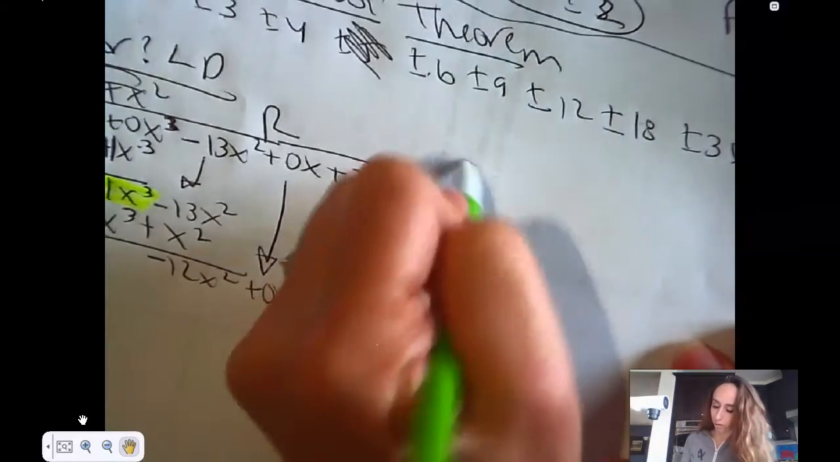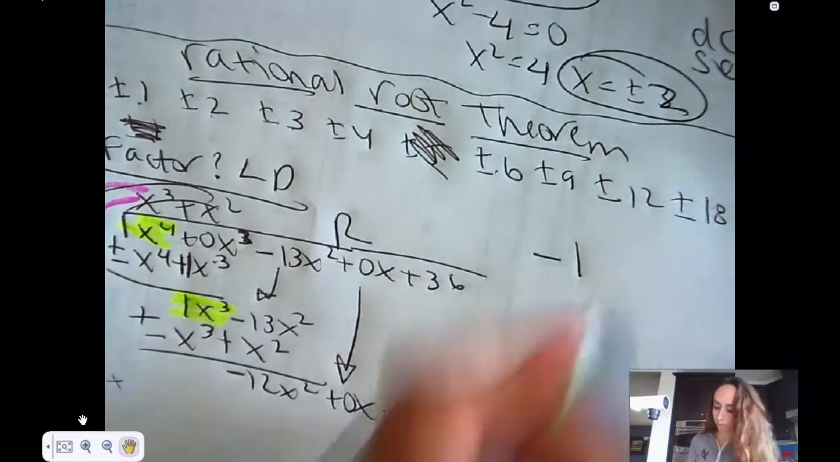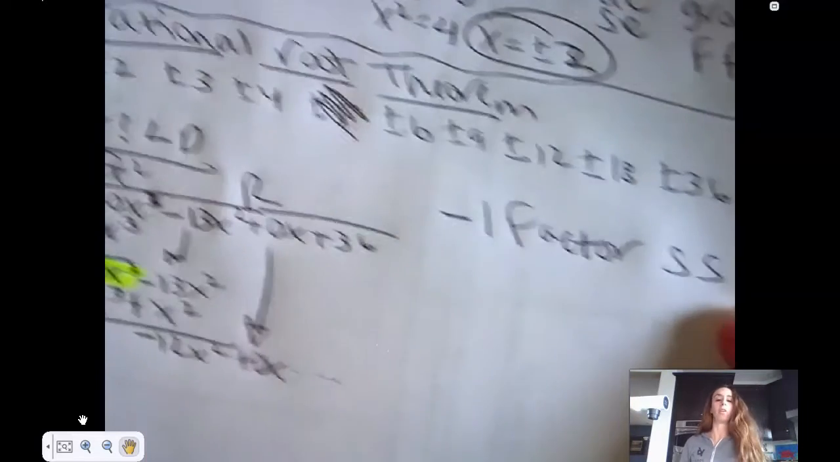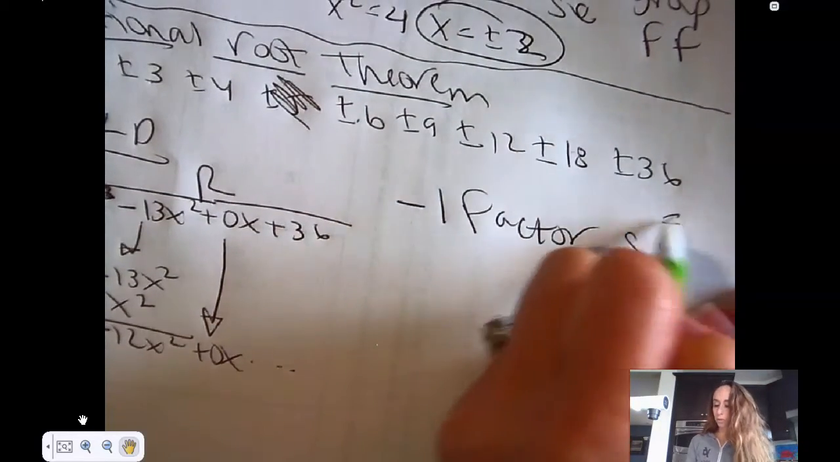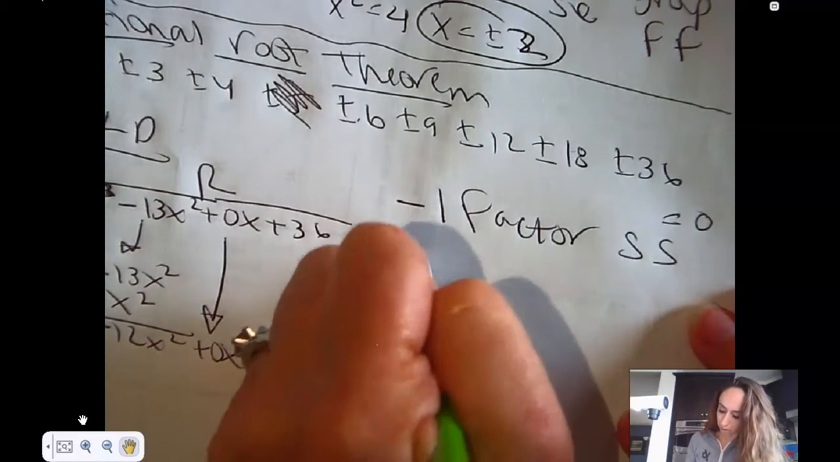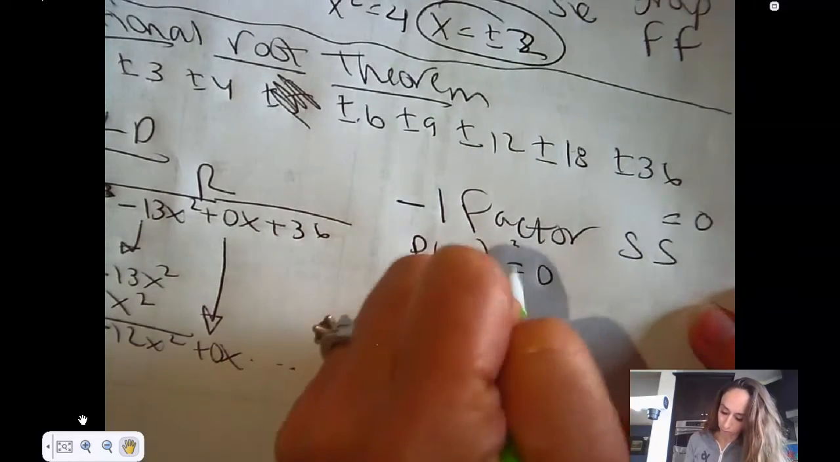I'm going to try negative 1. But this time, I want to find out if negative 1 is a factor. This time I'll do synthetic substitution. If I'm doing synthetic substitution, that means it needs to equal 0 when I'm done. So I think that p of negative 1 equals 0.